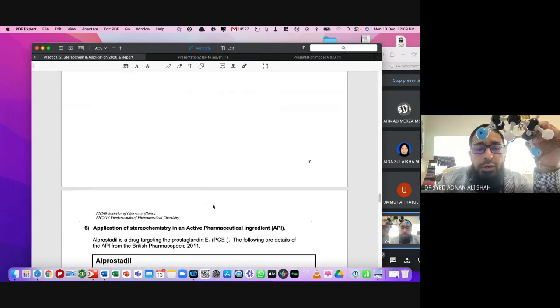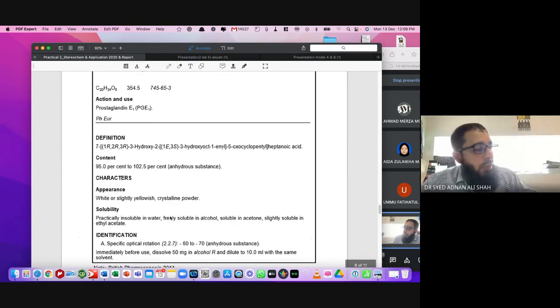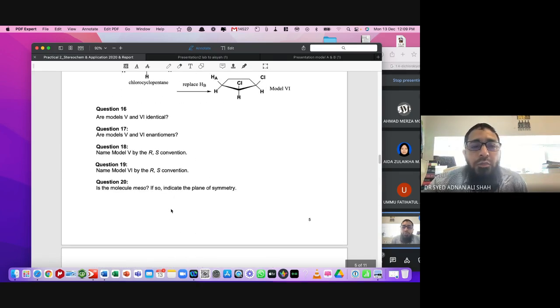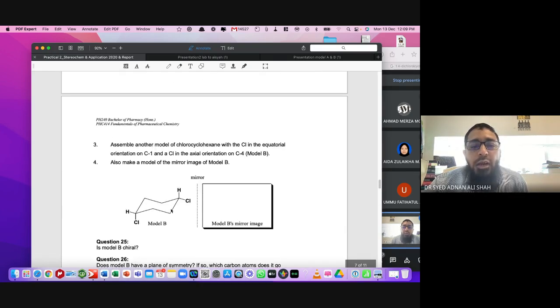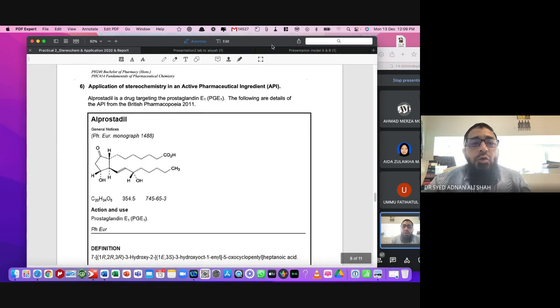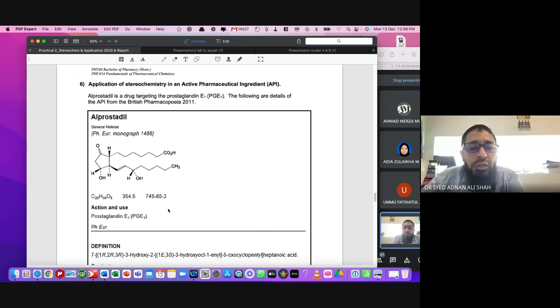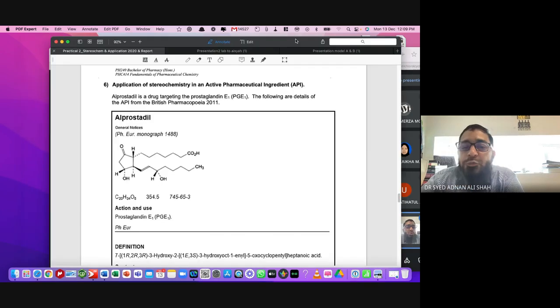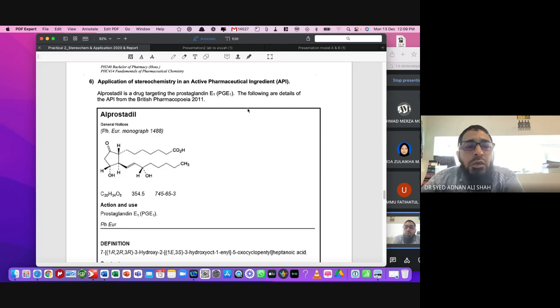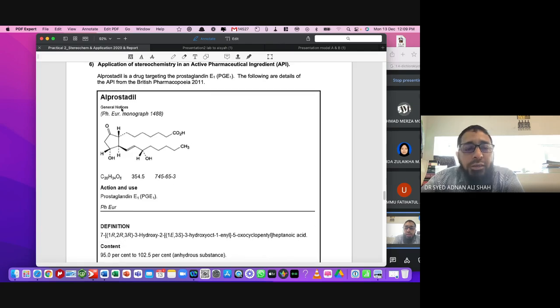Right. So now we have the last example. So far we have discussed all the possible questions. Now we come to one medicinal chemistry example, an application of this stereochemistry in a molecule. This is the molecule prostaglandin E1. You just have to apply the previous knowledge which I have given to you.